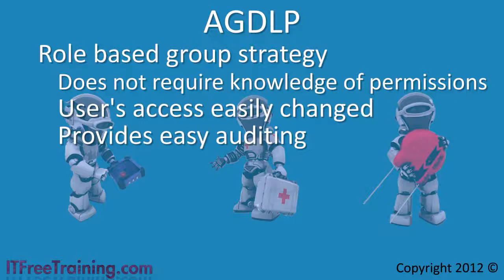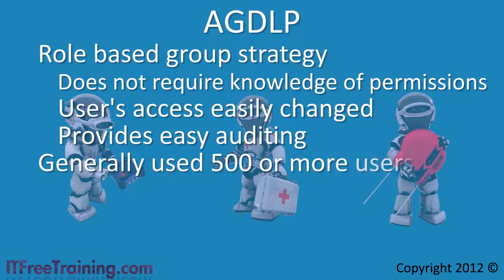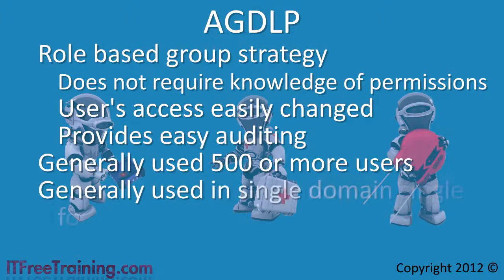AGDLP is a strategy that is generally used in medium-sized networks. Microsoft defines this as a network with greater than 500 users. This strategy is also mainly used in a single domain, single forest environment, although it could be used throughout the forest. If you have a larger environment, the next video discusses another strategy that is often used in multiple domain environments. Both of the strategies are designed for large networks.